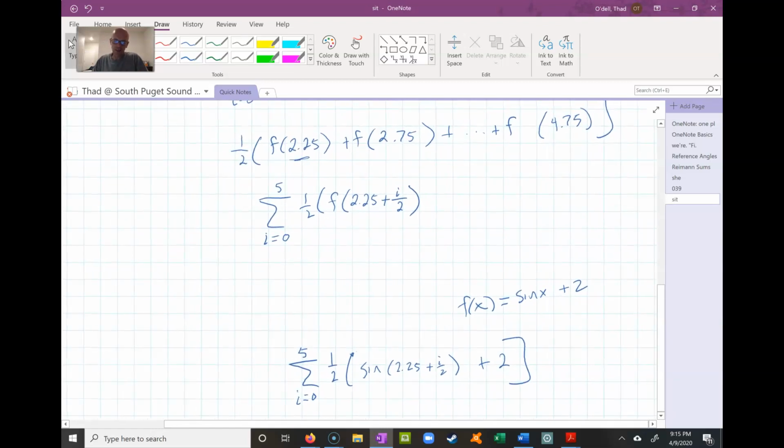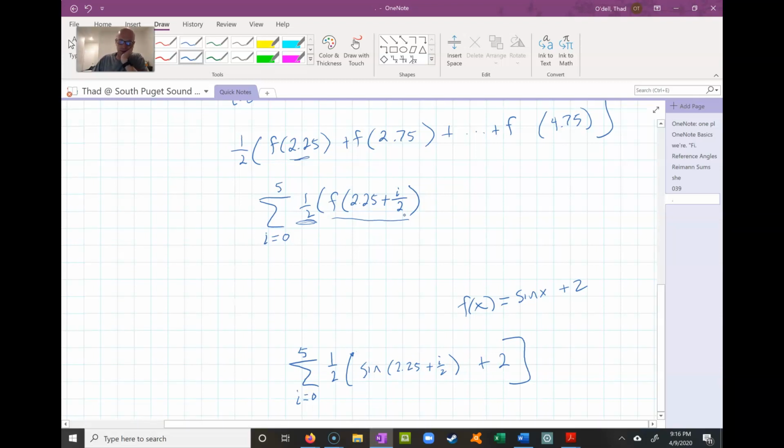So the key is your sigma notation is figuring out what the indices are, and this is always going to be the width of the rectangle, and then this will be some kind of formula that produces the height of the rectangle. All right, so hopefully that's helpful.